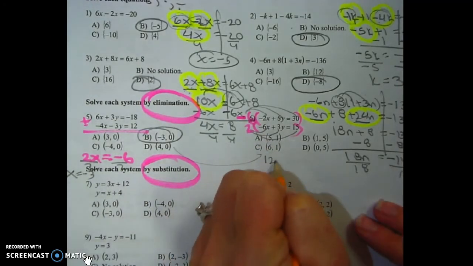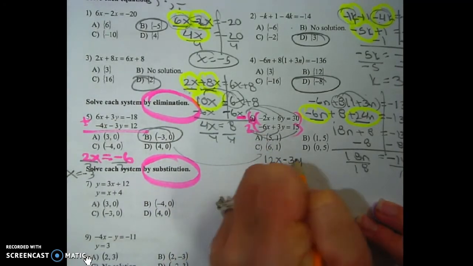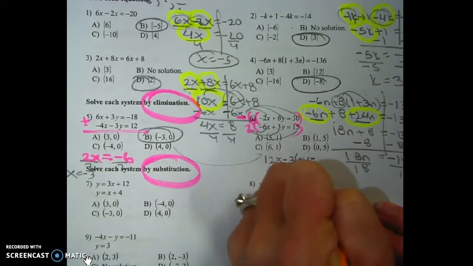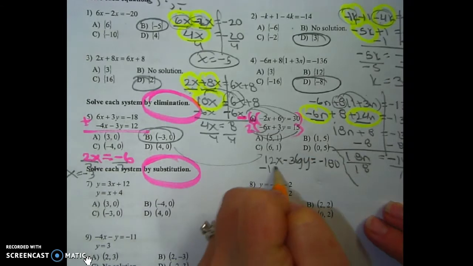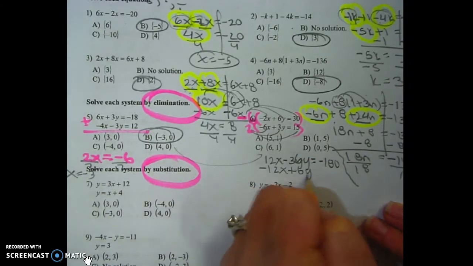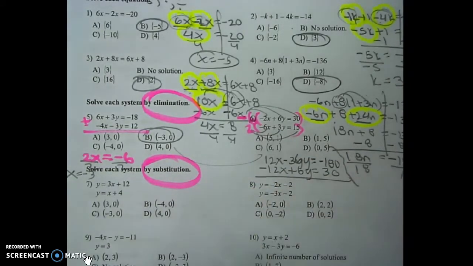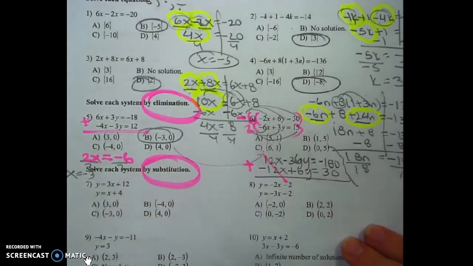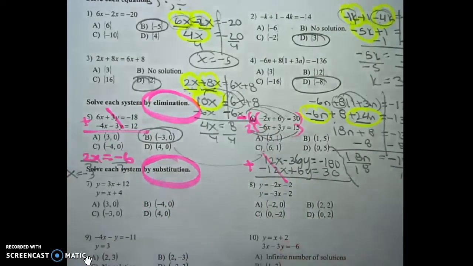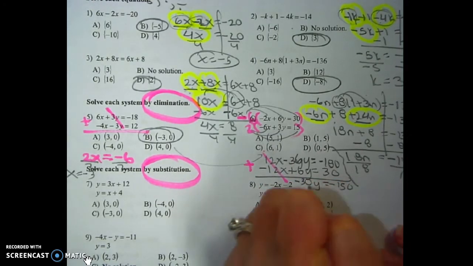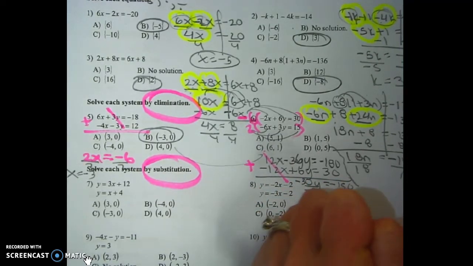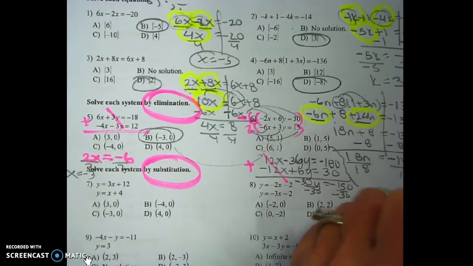So it's going to be rewritten as 12x minus 36y equals -180. -12x plus 6y equals 30. Add them up. Now I can eliminate just like I could over here. And I get -30y equals -150. Divide by -30. Y equals 5.